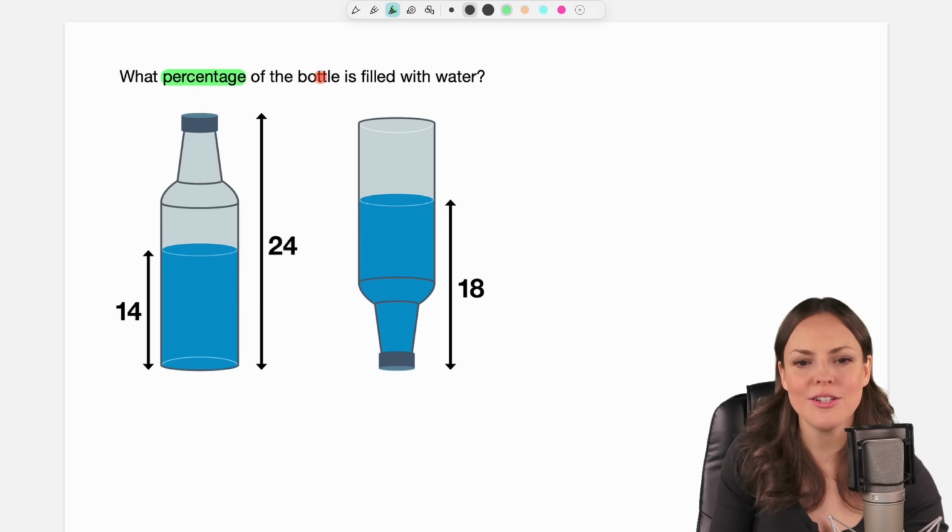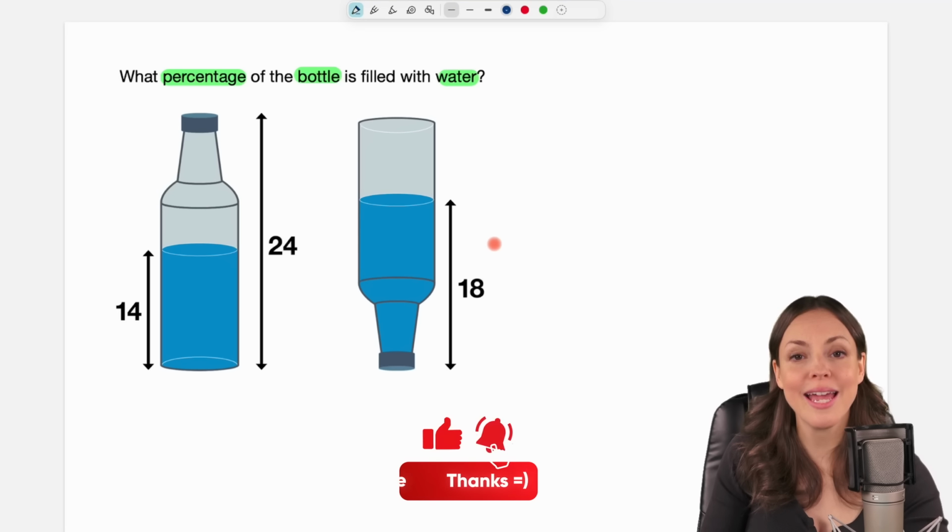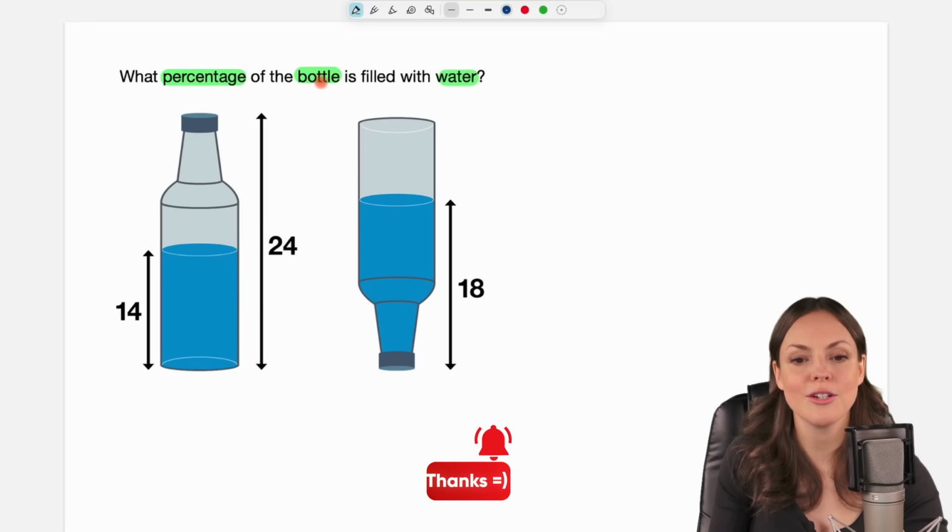What percentage of the bottle is filled with water? We have this water bottle here. The water reaches a height of 14. The height of the entire bottle is given by 24. And if we turn the bottle upside down, then the water reaches a height of 18. This is all the information we have to answer the question, what percentage of the bottle is filled with water?